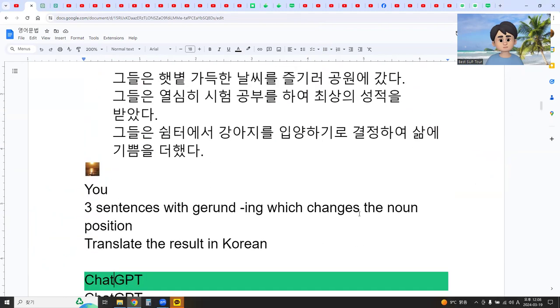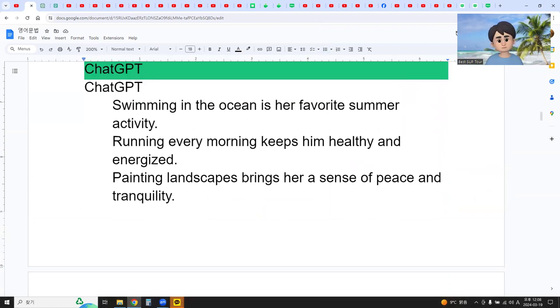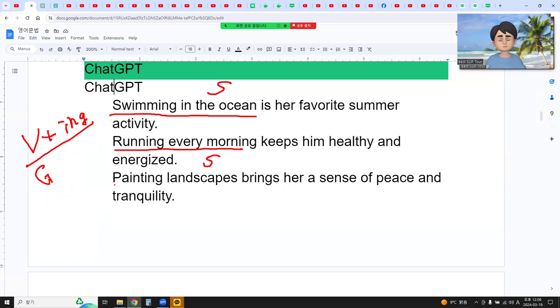Okay, let's go to the gerund. Gerund form is a verb and -ing, which can change into a noun position as a gerund, like "swimming in the ocean" is a subject, "learning every morning" is a subject, and "painting landscapes" is a subject. Their position is mostly as a subject, which is the position of a noun, and they change it. So it's simple.